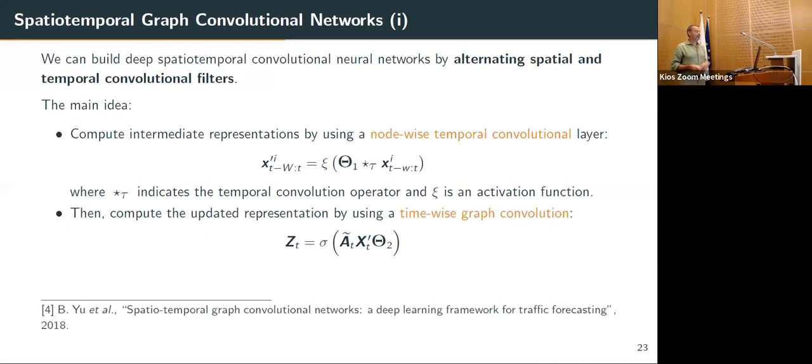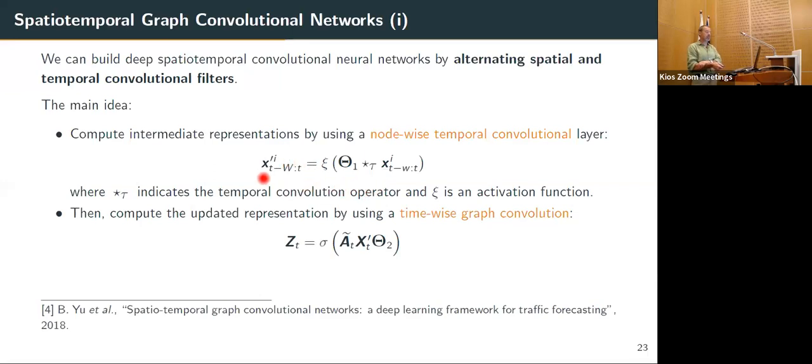Okay, so let's see how we can do that. One possibility is to alternate space and time convolutions. It's very easy, very natural. So what does it mean? At first, we do convolution over time.